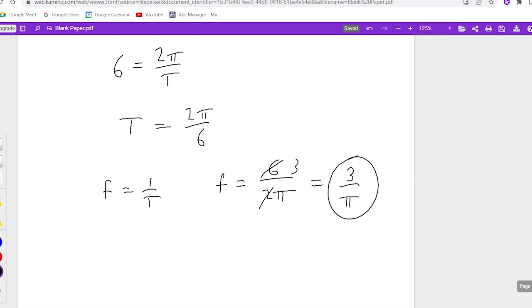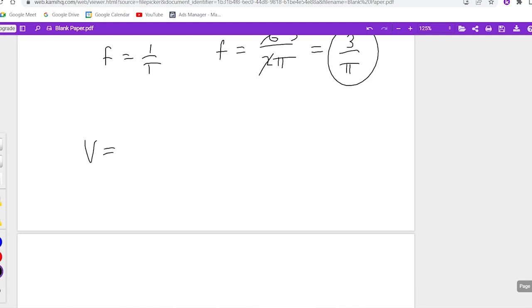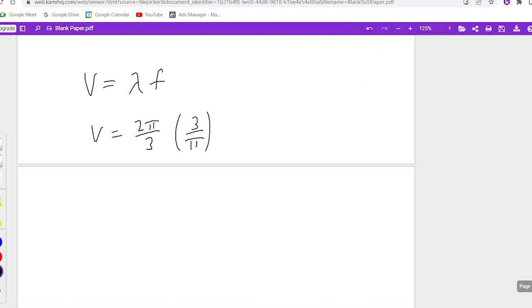So I've got the frequency, I have the wavelength, I have the amplitude. The only thing left to find is the wave speed, which, if we remember, wave speed v equals lambda times f again. As we said earlier, lambda was just 2 pi over 3. And frequency is 3 over pi. Looks like a lot of stuff cancels here. The pi cancels, the 3 cancels. Looks like the velocity is just 2.